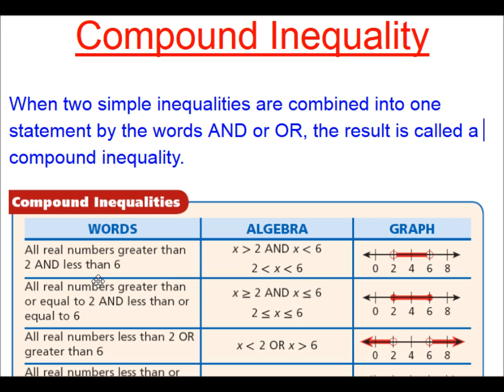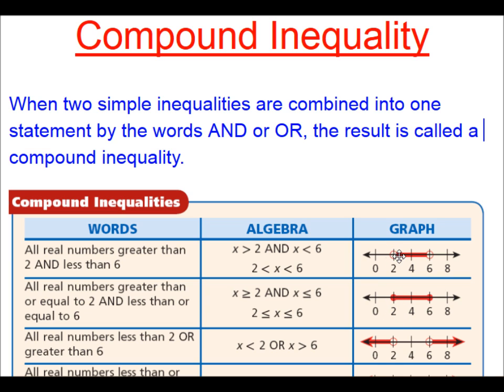For example, all real numbers greater than 2 and less than 6 can be written as x greater than 2 and x less than 6. And on the number line we can plot it like this: 2 to 6, not including 2 and not including 6. Whenever the dot is dark, like here, that means we are including the 2.